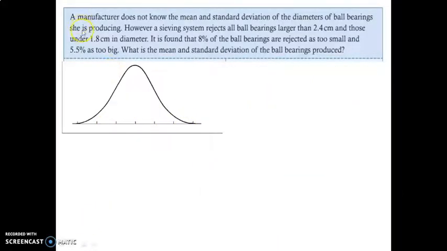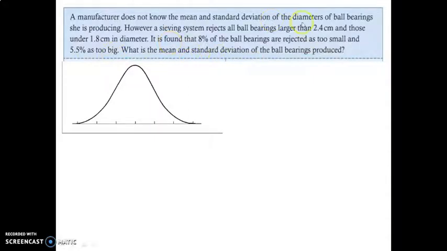Let me show you. A manufacturer does not know the mean and standard deviation. Now the mean and standard deviation are both unknown. We do not know the mean and standard deviation of the diameters of ball bearings that she is producing. However, a sieving system rejects all ball bearings larger than 2.4 centimeters and those under 1.4 centimeters in diameter. It is found that 8% of ball bearings are rejected as too small and 5.5% as too big. What is the mean and standard deviation?